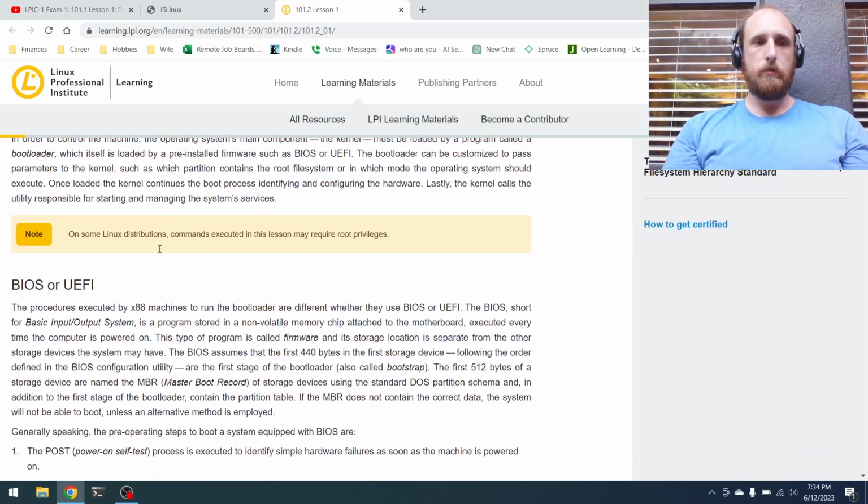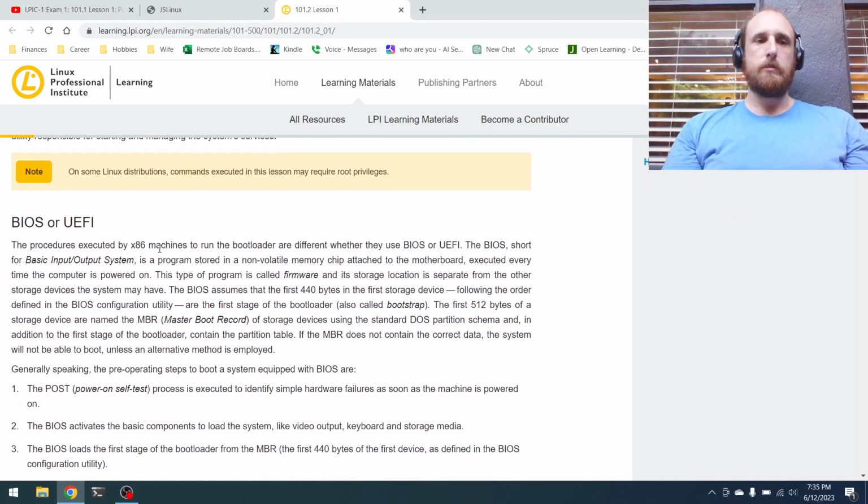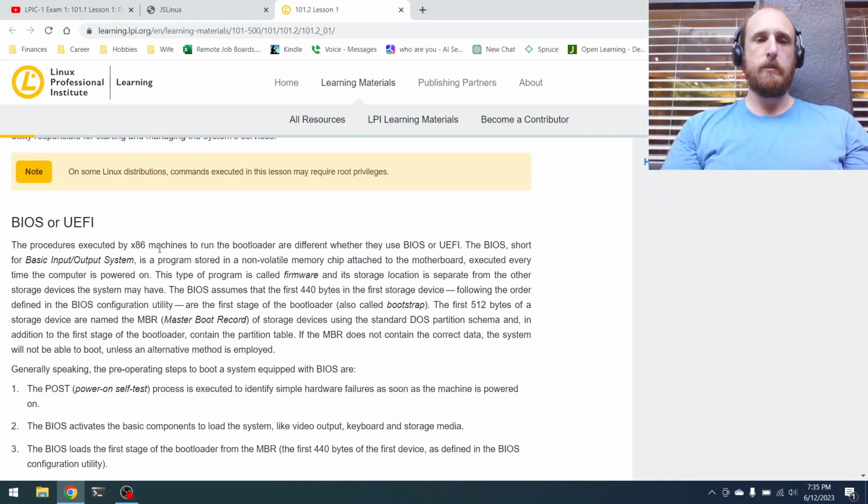Once loaded, the kernel continues the boot process, identifying and configuring the hardware. Lastly, the kernel calls the utility responsible for starting and managing the system's services. Note: on some Linux distributions, commands executed in this lesson may require root privileges.